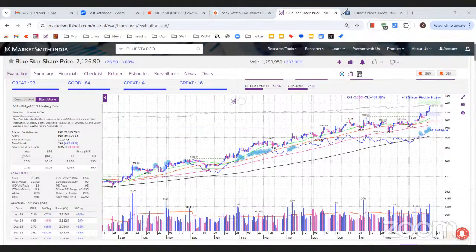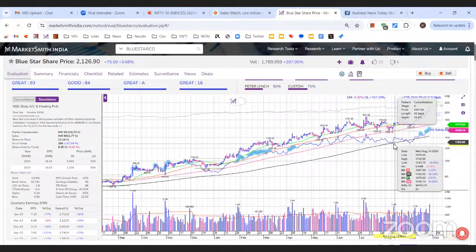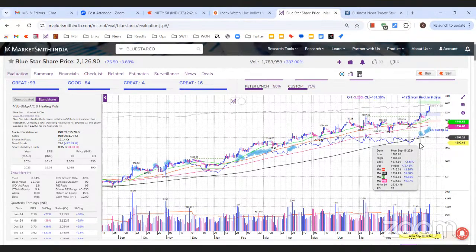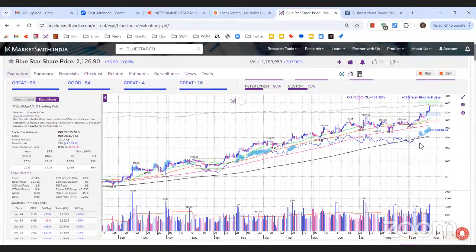Given a good return over the last 1.5 years, the breakout was also successful. It was a stage 4 breakout. So generally we try to avoid higher stage breakouts. But the story over here is quite good.